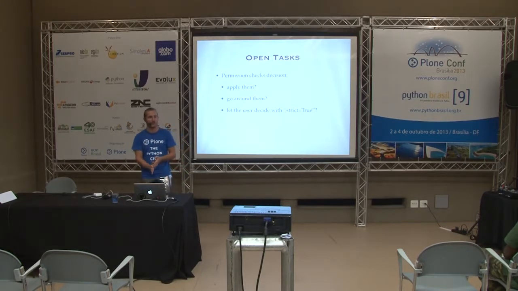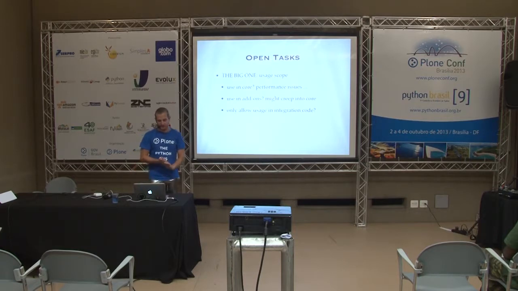And then permission checks. Some of the methods in Plone API go through permission checks. Some go around. Some emit events. Some don't. And it would be cool to have a consensus again. Should we go over permissions or not? Should we emit events or not? Or should we support both and have a strict or a safe flag for each of the methods?